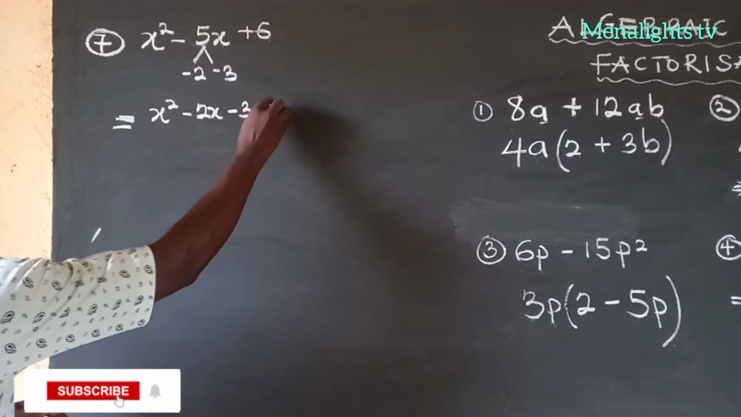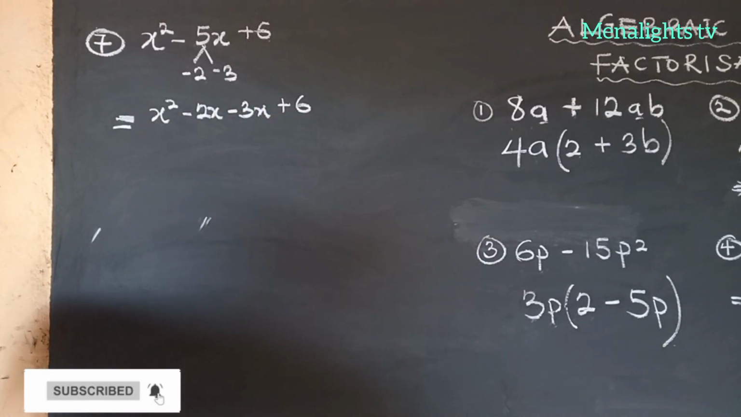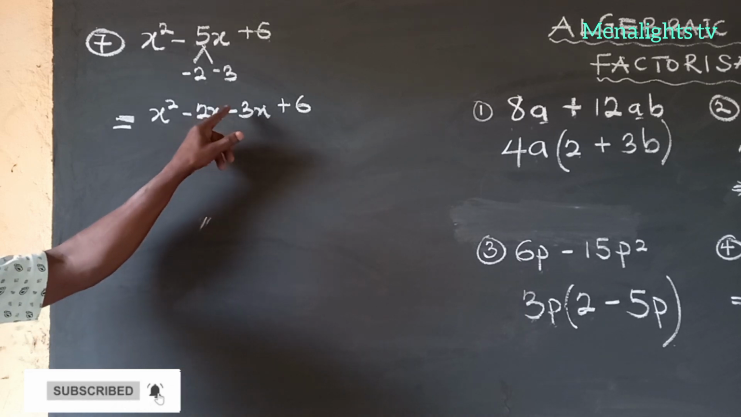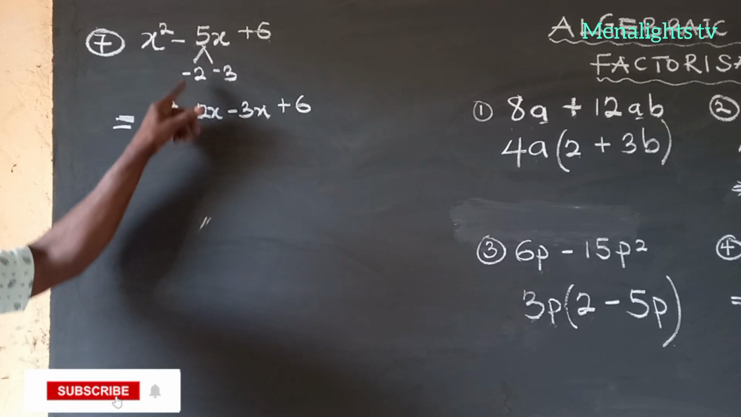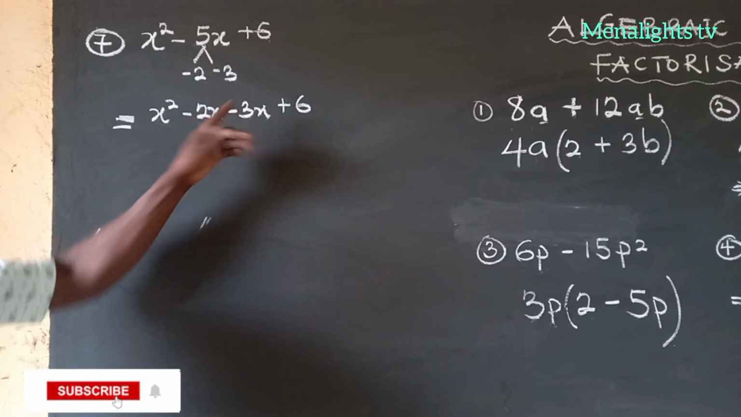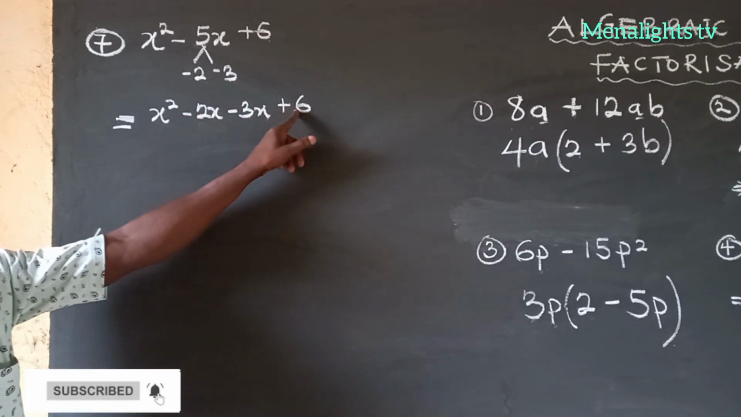Minus 3x plus 6. So the negative 5 that we have there is the same as minus 2x minus 3x. So that will give us minus 5 there. Then this negative 2 and then negative 3, when you multiply, it will give you the positive 6 that we have there.